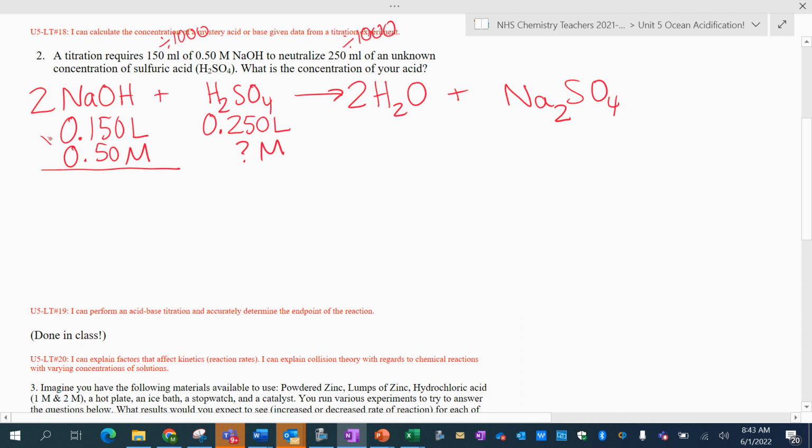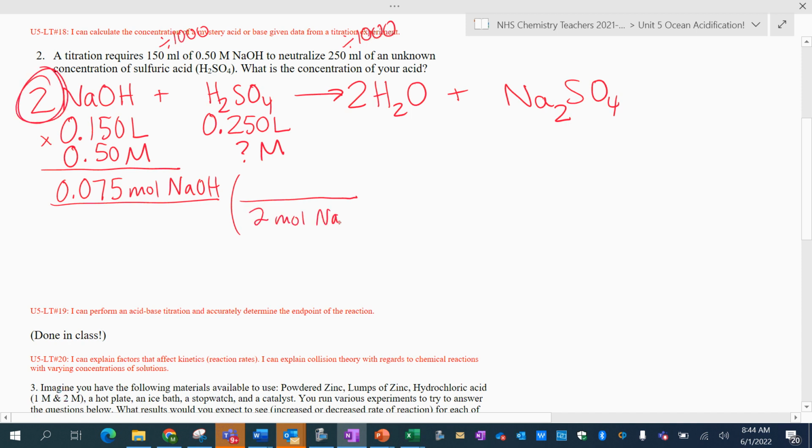Third step, I'm going to multiply liters by molarity to get the number of moles of base that I needed to add. 0.15 times 0.5 is 0.075 moles of NaOH. And from my balanced equation, for every 2 moles of NaOH, it neutralizes 1 mole of H2SO4. I got the 1 from out front right here where I'm circling.